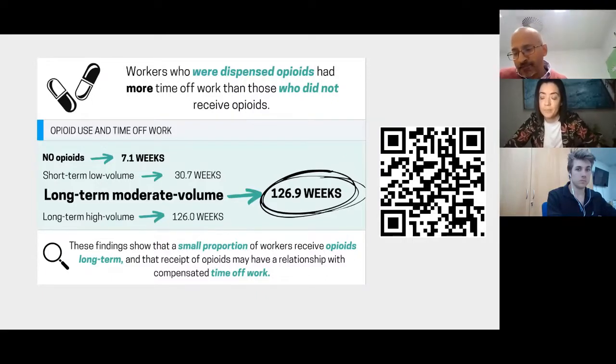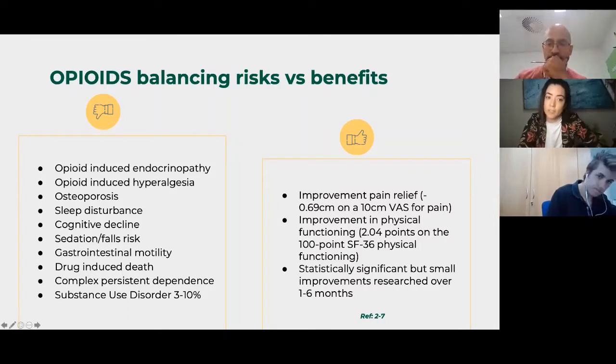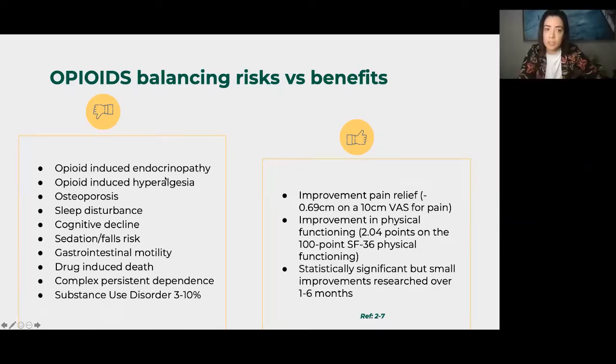Yeah. Beautiful. And I guess that leads on to the next question around what most of us would want to know about the risks and benefits of opioid therapy in chronic pain. Yeah. So there are a lot of risks associated, particularly with long-term use of opioids. And I'm going to spend a bit of time today explaining opioid-induced endocrinopathy, opioid-induced hyperalgesia, osteoporosis. A lot of people are aware of the sleep disturbances, cognitive decline, sedation and falls risks that happen with opioids, but not so commonly well understood is this endocrinopathy and hyperalgesia.